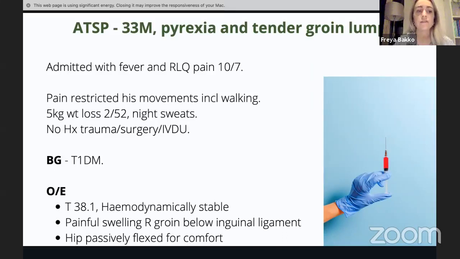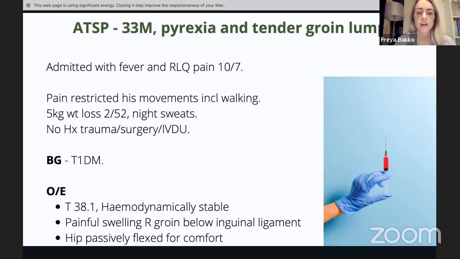He's also noticed 5 kilos of weight loss in the last 2 weeks, and night sweats in addition. He has no history of any trauma, any surgery, or IV drug use. The only background he has is type 1 diabetes mellitus, which is fairly poorly controlled in this man. So you examine him. He is hemodynamically stable and fairly well, but is febrile, 38.1.